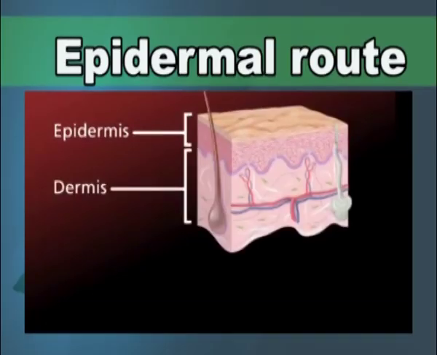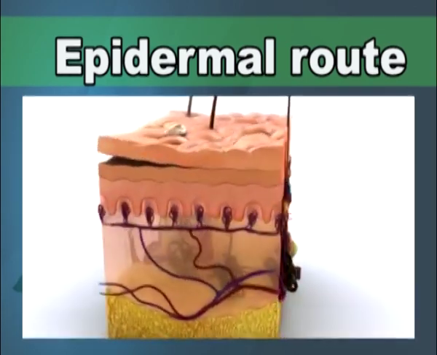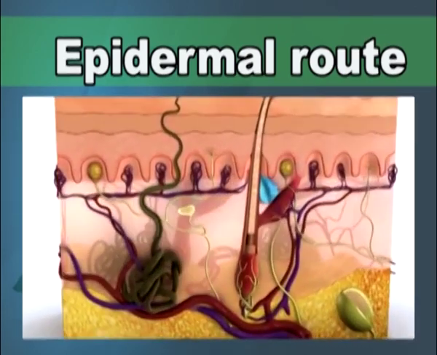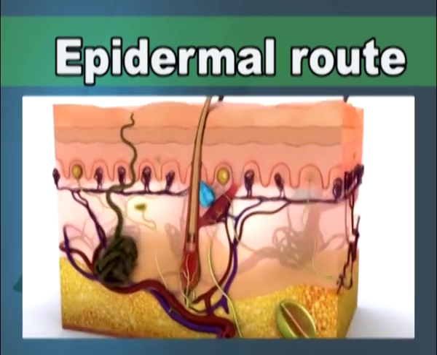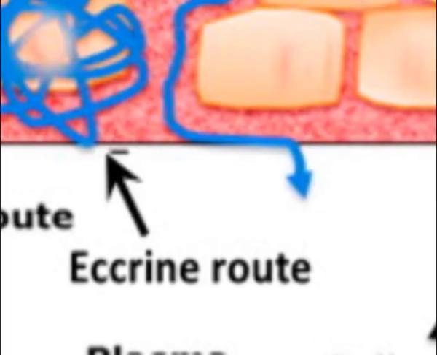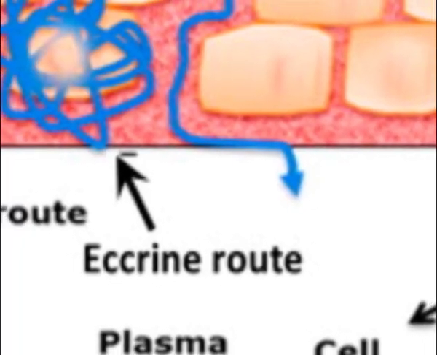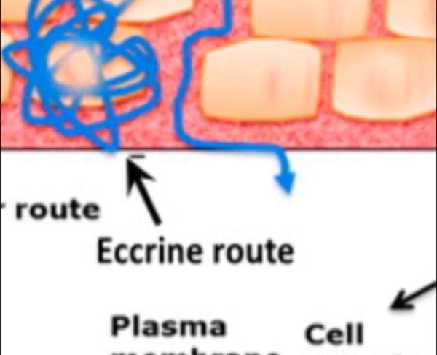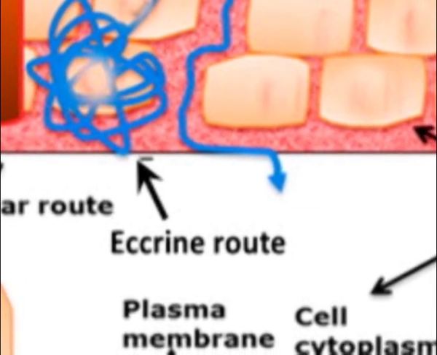So now we start with the first route, that is epidermal route. For drugs which mainly cross intact horny layer, two potential microroutes of entry exist. First one is transcellular, also known as intracellular route, and second one is paracellular, also known as intercellular route, and we will talk about transcellular route now.